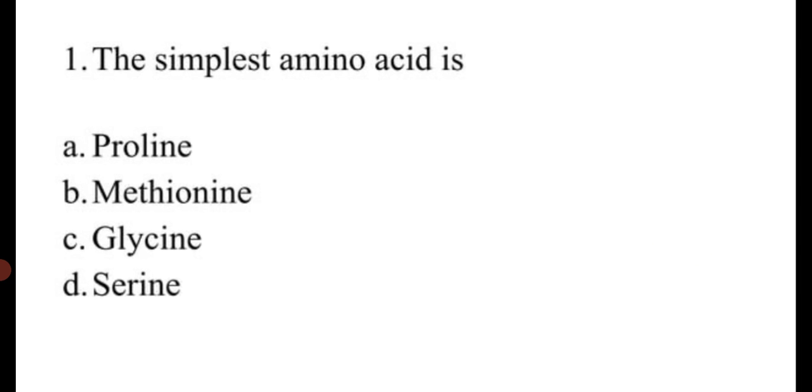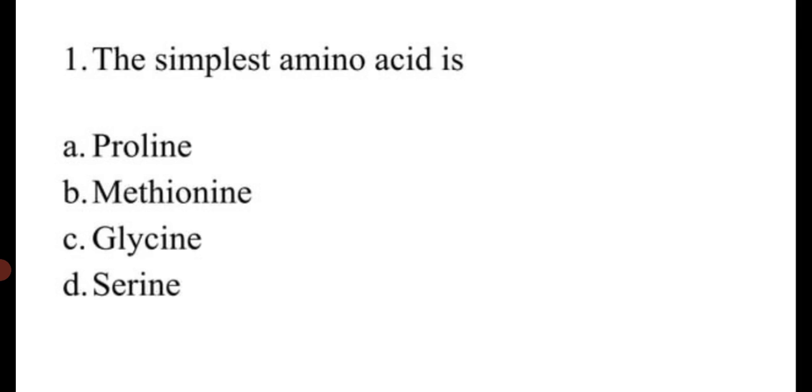The simplest amino acid, the answer to this question, is glycine. The amino acid that has a single hydrogen atom as its side chain is called the simplest amino acid. Glycine is the simplest amino acid, and it is represented by the symbol GLY. The codons for glycine are GGU, GGC, GGA, GGG.